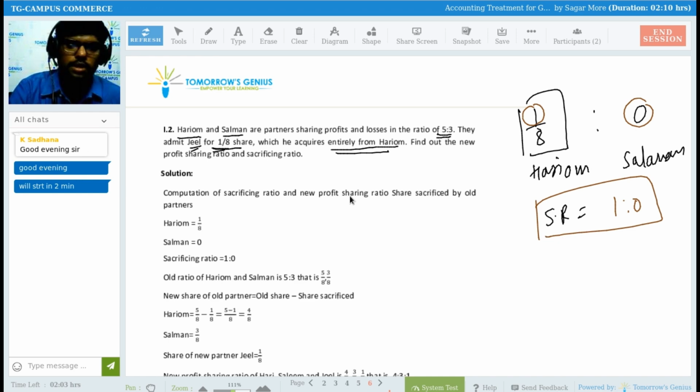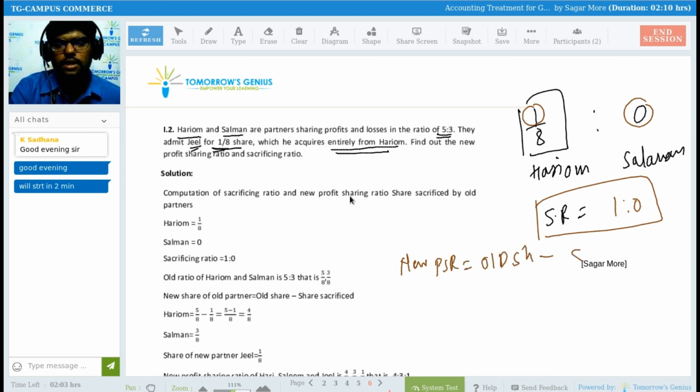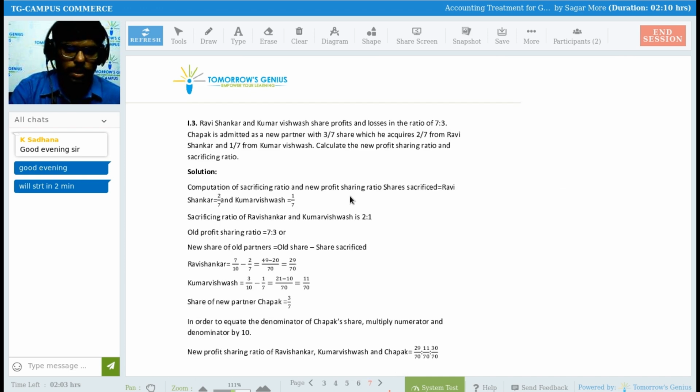And how to calculate new PSR? There is one formula: new profit sharing ratio is equal to old share minus share sacrificed. So you can calculate your new profit sharing ratio, right? We covered this in the previous class.